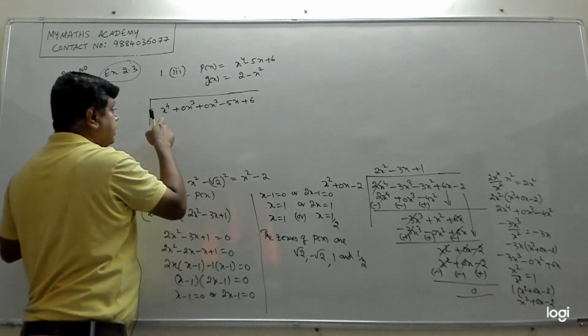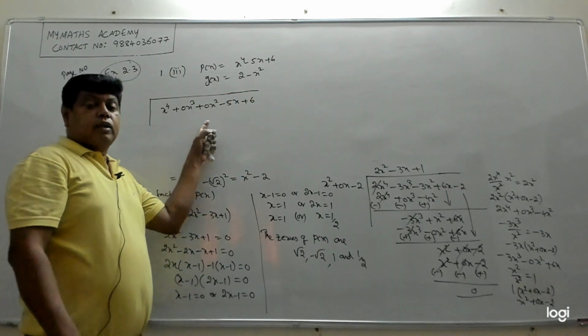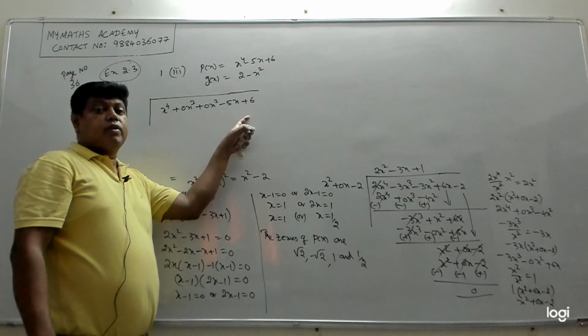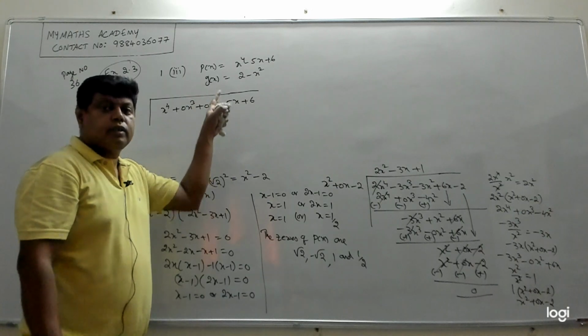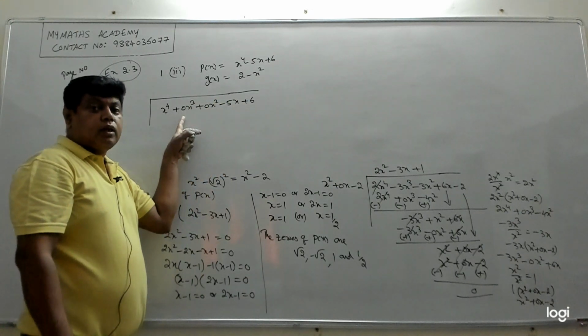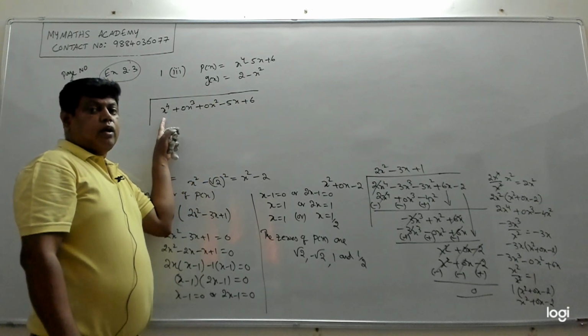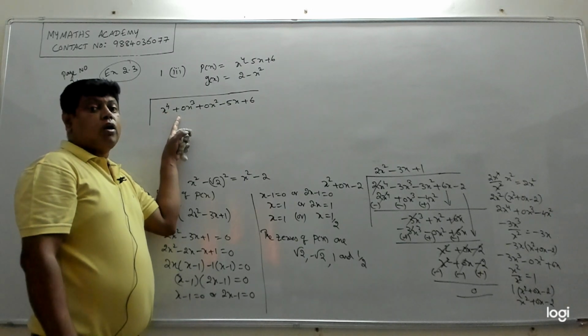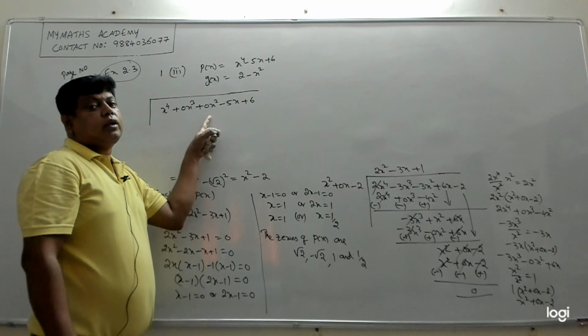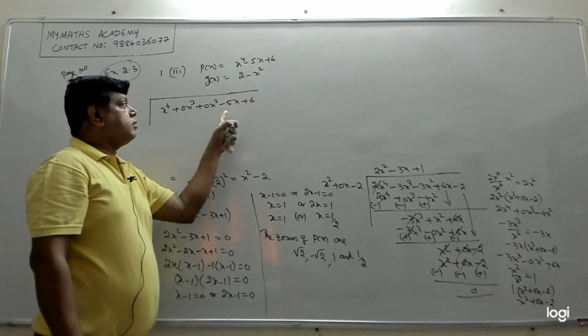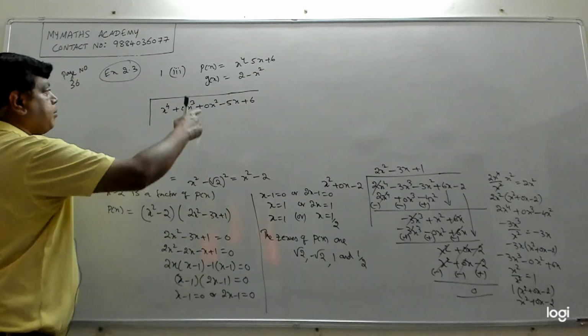So first you have to arrange in the descending powers of x, which means the decreasing powers of x: x power 4, x cube, x square, x, then the number. If any term is missing, you have to put zero. Here x power 4 is there, but x cube is not there, so I put 0x cube. Again, x square is also not there, so I put 0x square. Then x is there, and then the number.